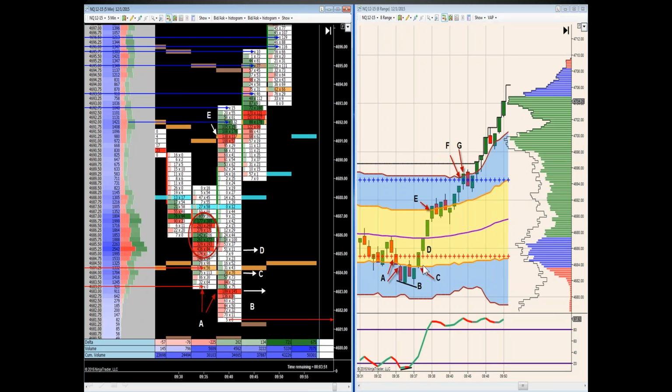So I can take the buy here at C, as mentioned, as long as I've got buyers coming in and positive delta. And I can take the buy here at D, a break of the red area, which is right here. As mentioned, this would be my area of concern, and then the point of control right here. And then I could take a buy up here at E.